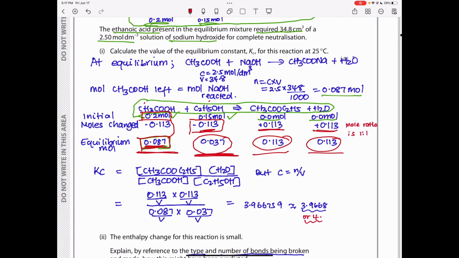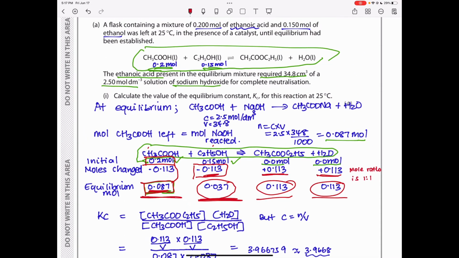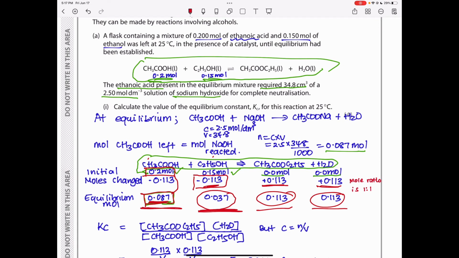And again, if I take you back up here, I want to reread that part. They said a flask containing 0.2 mole of ethanoic acid and that of ethanol was left in the presence of a catalyst, meaning a reaction occurred between them. And then they say the ethanoic acid present in the equilibrium mixture required that. So the ethanoic acid left, that is the unreacted ethanoic acid, required 34.8 centimeters cubed of 2.5 solution of sodium hydroxide. So this is the information of sodium hydroxide.